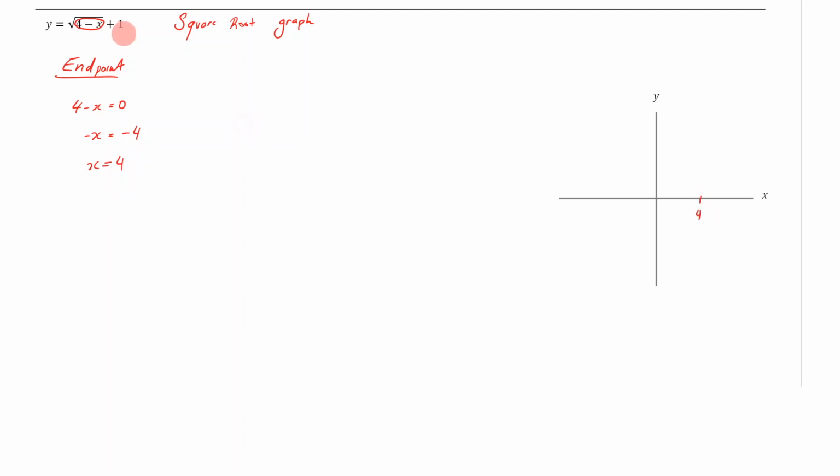Then you also have to look at this 1 here. This means it's been shifted up one spot. So it's going to move up here. It's going to look like that. That is my endpoint at 4, 1.